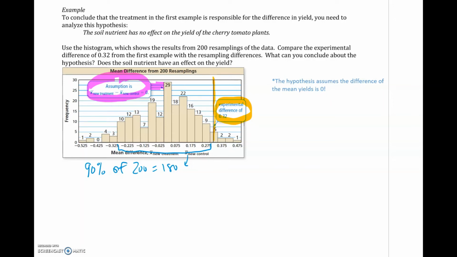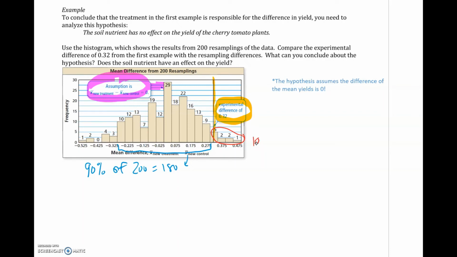If you add them up, these last 3 bars equal 10. Ooh, that's a really thick pen there. Let me just redo that. So if you add up these last 4 bars, that's 10. That means at most 10 of those resamplings were bigger than 32, which means there could be no more than 5% of the values that would have been larger than 0.32.